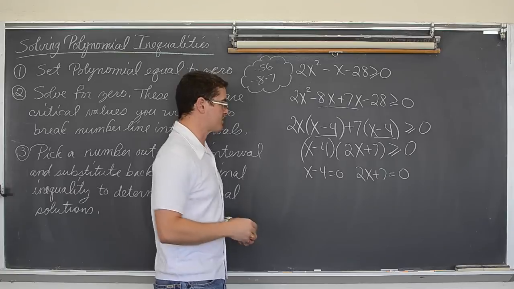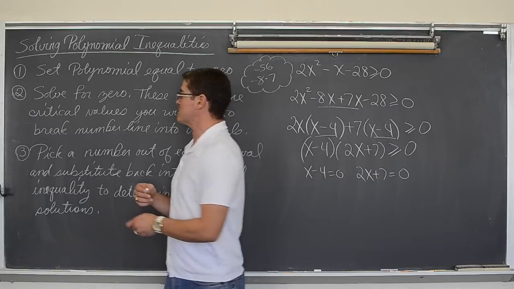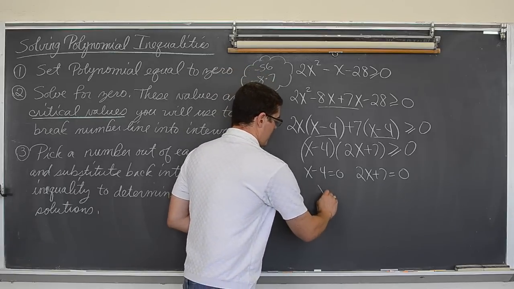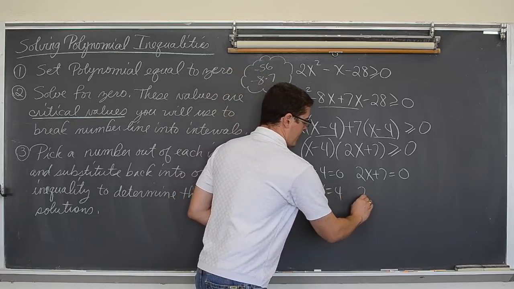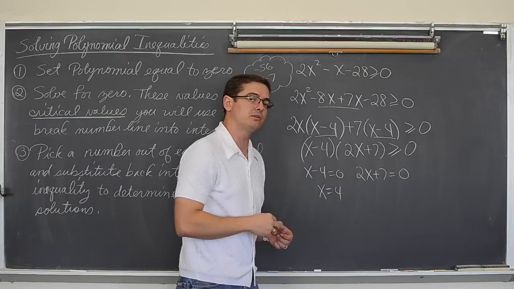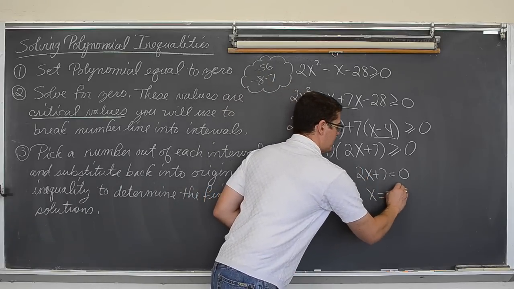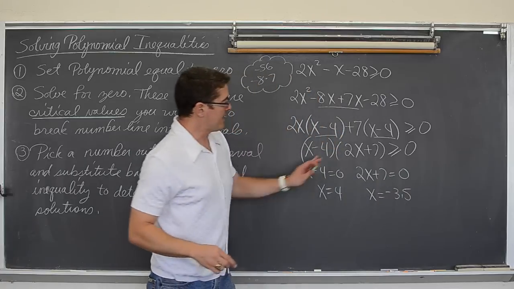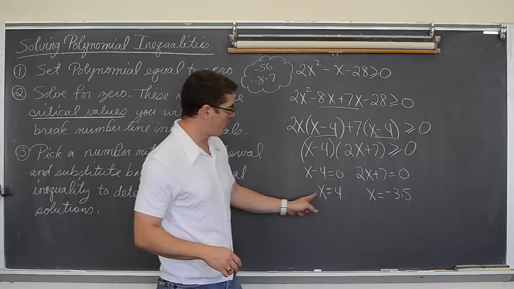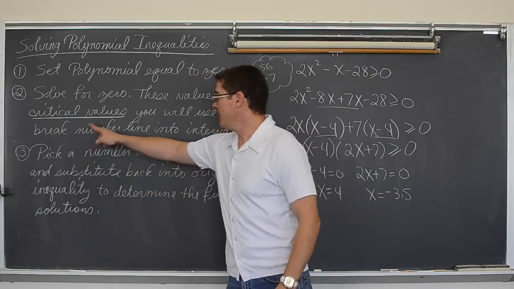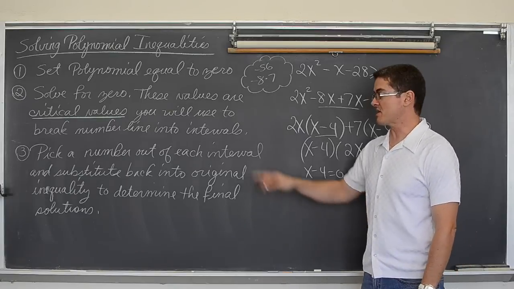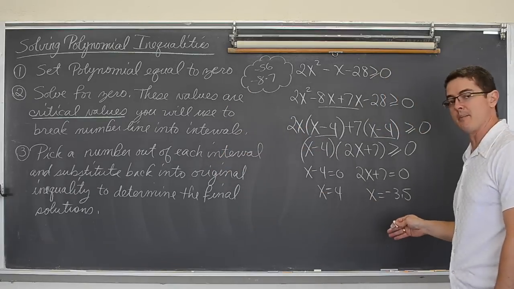So my solutions are going to be, or actually not my solutions, but my critical values are going to be x is 4, and after I subtract both sides by 7 and divide both sides by 2, I'll have x is equal to negative 3.5. That would be done if this were an equation, but it's an inequality. So what I have to do now is use those critical values to break up the number line into intervals. And I'm going to have to erase these directions to finish my example here.